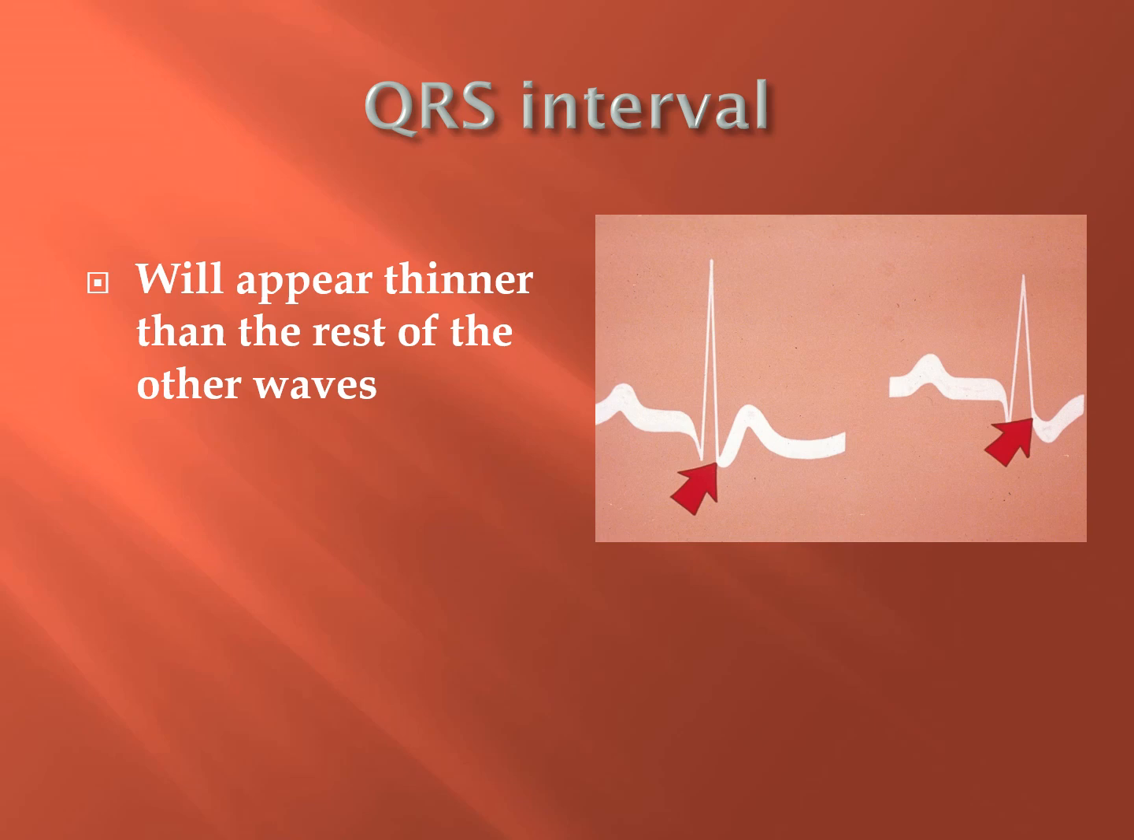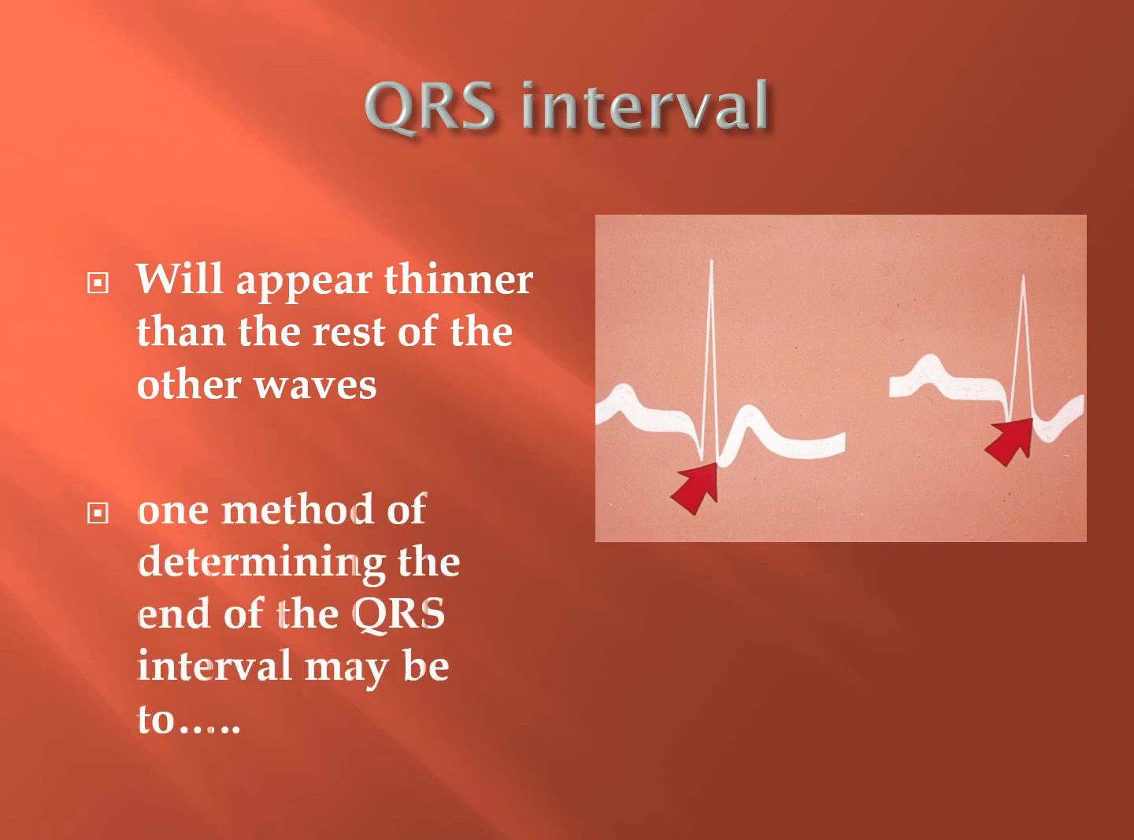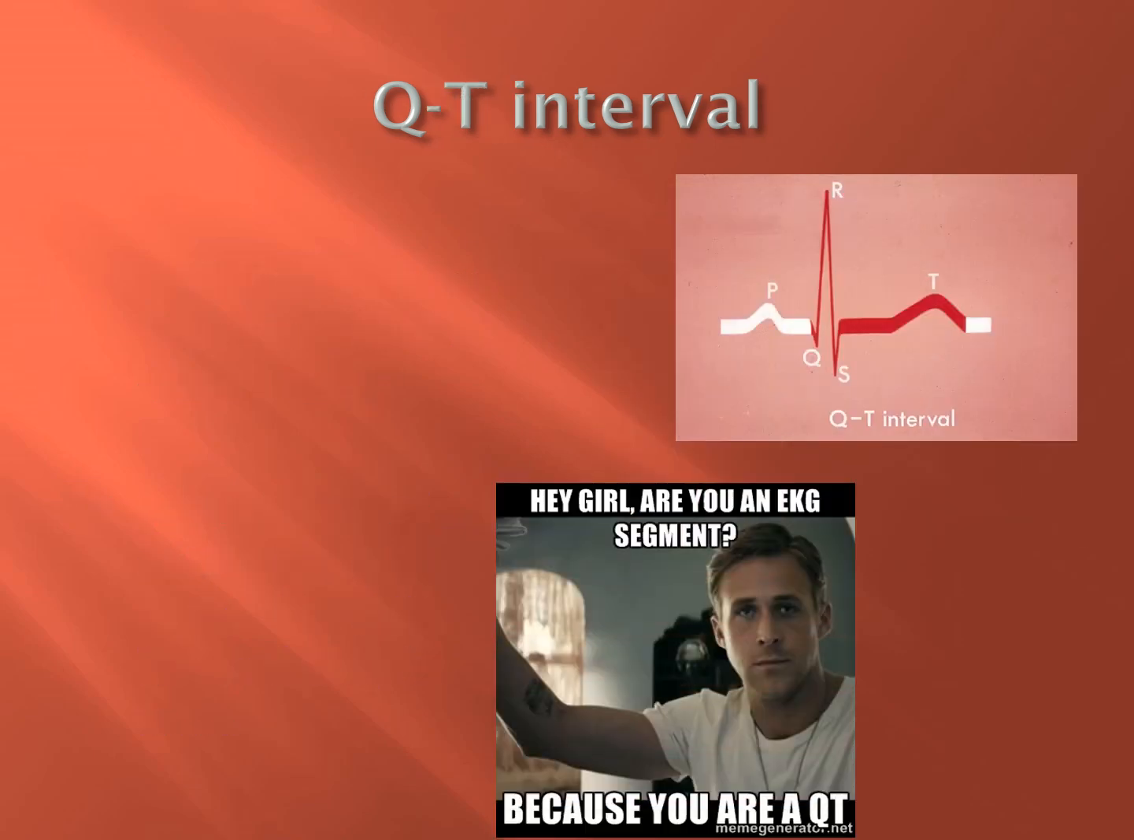One method of determining the end of the QRS interval may be to see where the line gets thicker again. So that's what you see over here on the picture: you see that rapid QRS complex and then you see it get thicker. Well, that's where we could say the QRS complex ended and we're going back again. So that is one method that's out there.